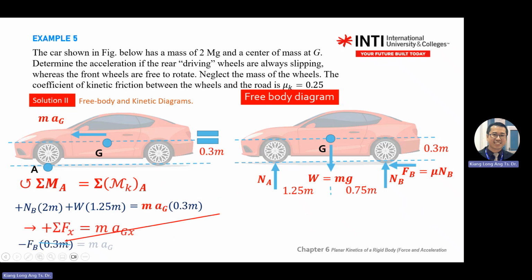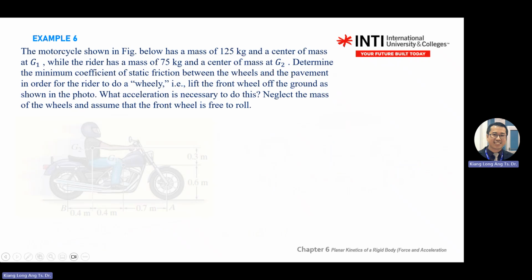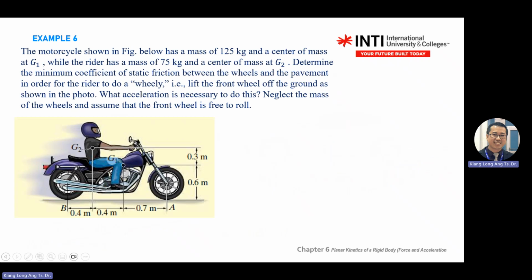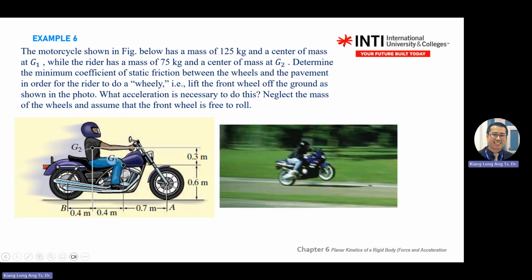Okay, this one is just a correction. Okay, example 6, also one of my favorite questions. This is a dynamic question where the motor rider does a wheelie action. Wheelie action means the front wheel leaves the ground while the back wheel does the action. You are given the G point for two objects: G1 refers to the motor, G2 refers to the rider. So this is a composite question.